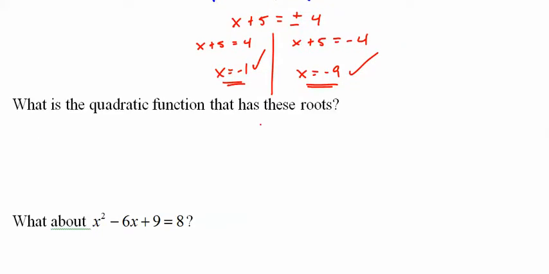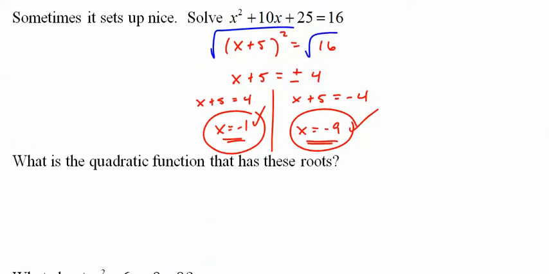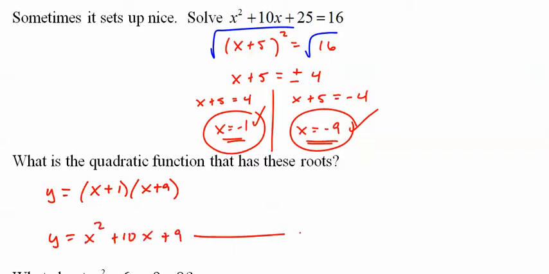So what's the quadratic function with the roots x equals negative 1 and x equals negative 9? Well, some people would say we could go y equals x plus 1 times x plus 9, FOIL it out, x squared plus 10x plus 9. And if you look up here, we just subtract 16 from both sides. That's what we would get. So you can see that they're all tied together. All of this quadratic material is tied together.